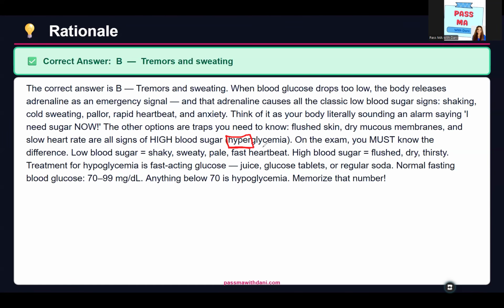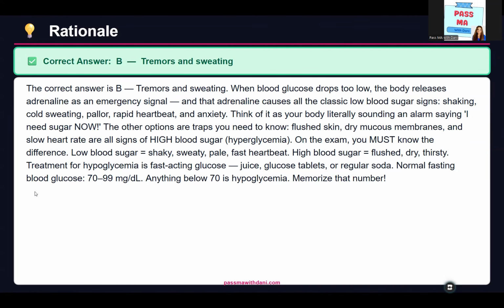Now, on the exam, you must know the difference, right? So, as a reminder, low blood sugar means shaky, sweaty, pale, fast heart rate. High blood sugar will be flushed, dry, thirsty. Now, also, you need to know the range of actual blood glucose levels.